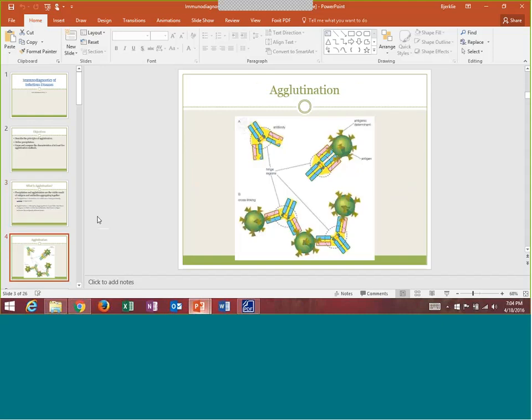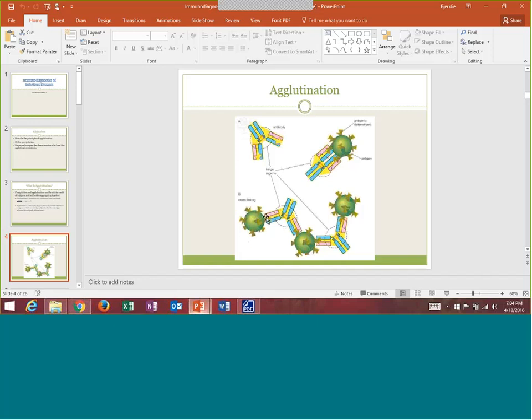So here's kind of an example of what agglutination will look like, just to try to keep it in mind. So the Y shape is always an antibody. We usually draw it out as a Y shape. And when you get in immunology, you'll learn why it's drawn out that way, what it makes up its components. And then it will bind to antigens, which in this case are shown as green little spiky guys.